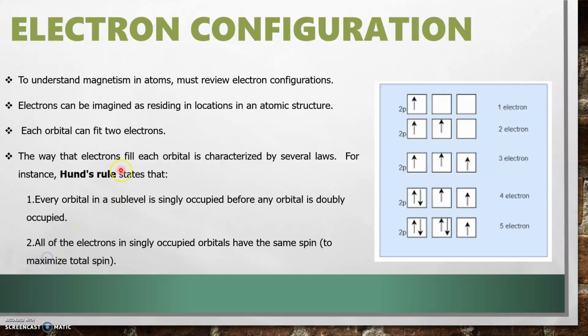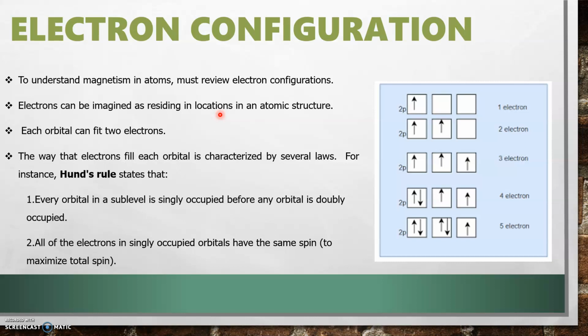So, electronic configuration plays a very important role for understanding the magnetic properties of an atom. Let us review electron configuration once again. We know an electron can be imagined to be residing in specific locations, where an orbital is a one-electron wave function, and each orbital can have at most 2 electrons in it, both having opposite spin.